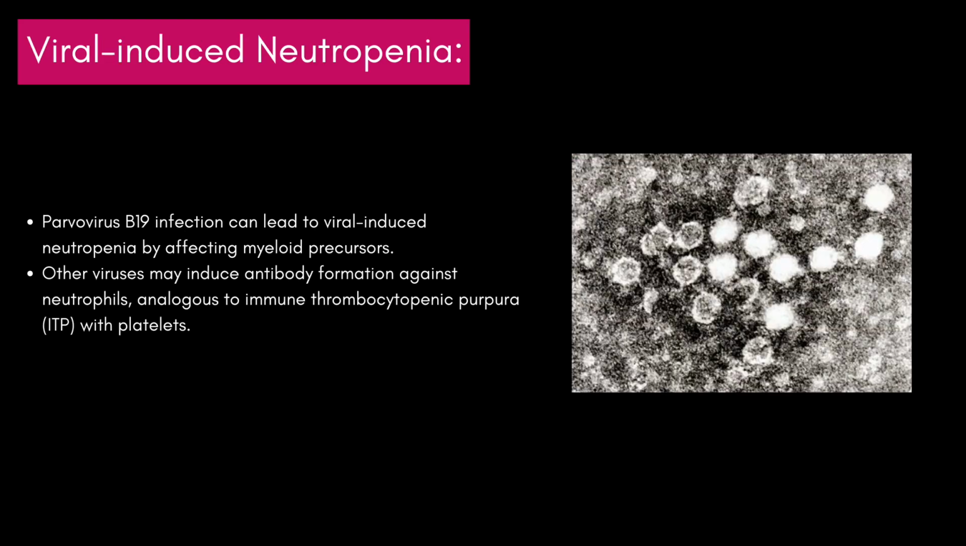Let's next look at viral-induced neutropenia. Parvovirus B19 infection can lead to viral-induced neutropenia by affecting myeloid precursors. Other viruses may induce antibody formation against neutrophils, analogous to immune thrombocytopenic purpura, also known as ITP, with platelets.